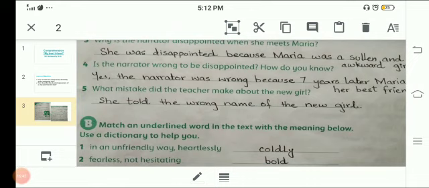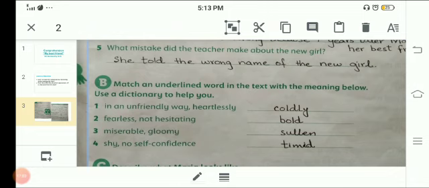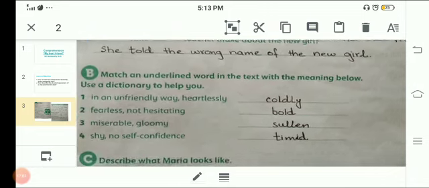In the text, if you remember, the teacher told her that her name was Balin. But when the narrator went to the girl, she said her name is Maria. Yes. So that was a mistake which was done by the teacher. She told the wrong name of the new girl. Fine. Students, I hope you have done part A. So quickly come to part B now.